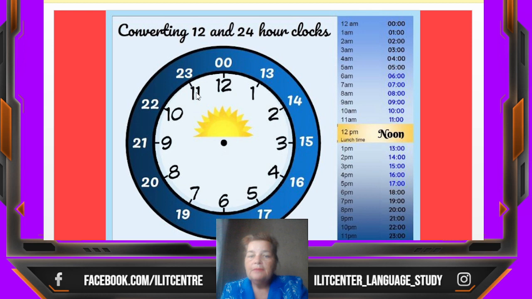12 a.m. means the start of a new day. This is 12 a.m. It's night. You go to sleep at that time. Then 1 a.m. means 1 hour after midnight. It means 1 o'clock at night. 2 a.m., 2 o'clock at night. 3 a.m., 3 o'clock at night. 4 a.m., the start of the day. Okay, 4 a.m. we could say already 4 o'clock in the morning. 5 o'clock in the morning. 6 o'clock in the morning.